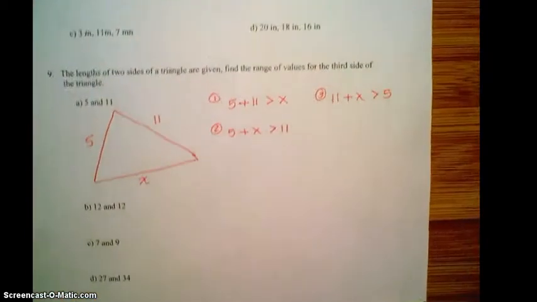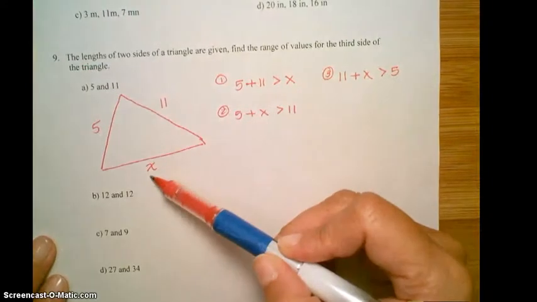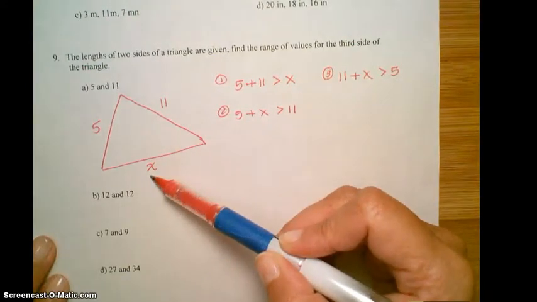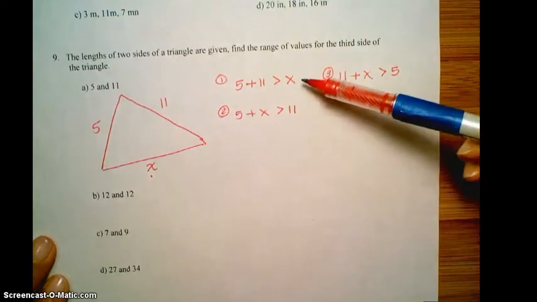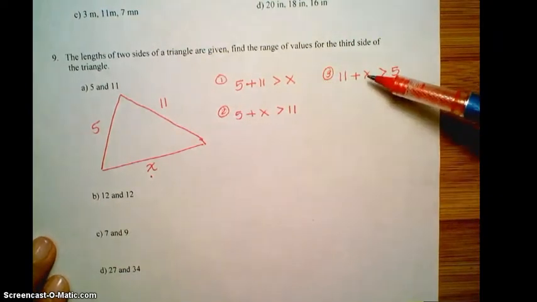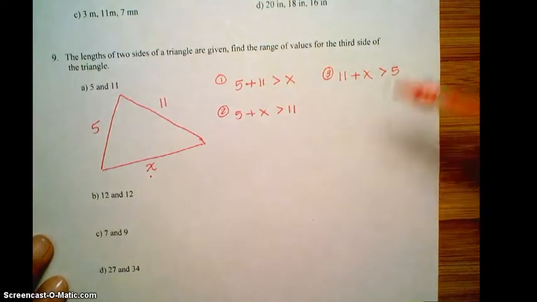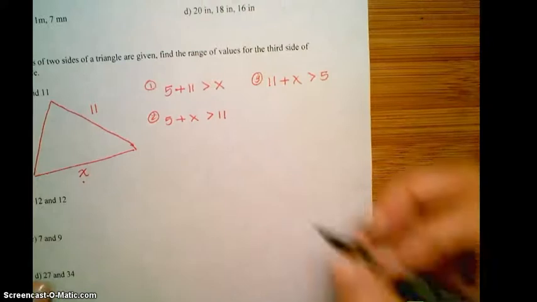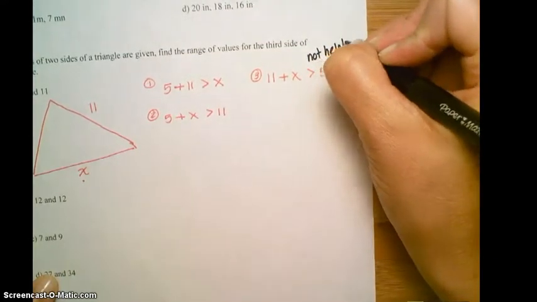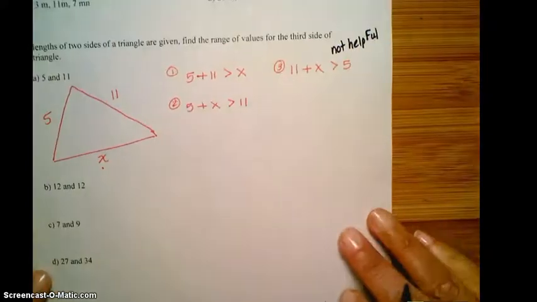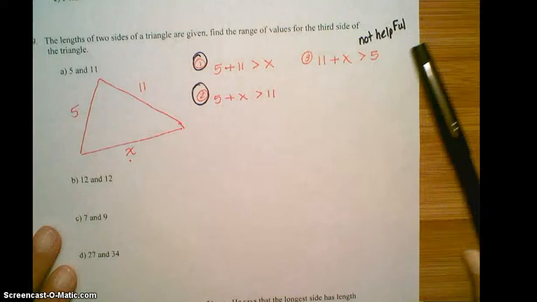Okay, moving on to this last example. In this example, you're being given two sides of a triangle, and you're being asked for the range of values for the third side of the triangle. So, because of the triangle inequality theorem, I've written the 3 possible inequalities that must all be true for this to work. You'll notice one of these is not helpful, and that would be this one, because again, 11 was bigger than 5 all by itself. It didn't matter what x was. So these two are going to be the two that are important to me.